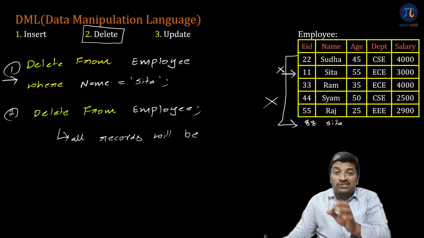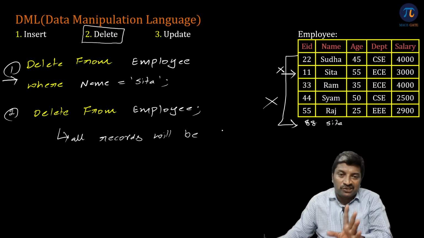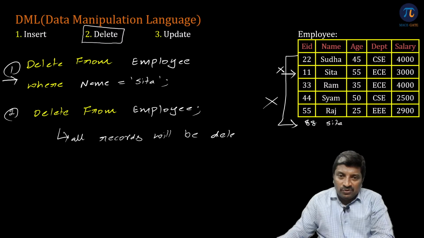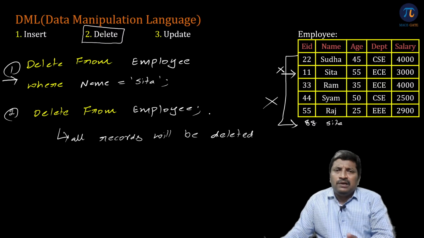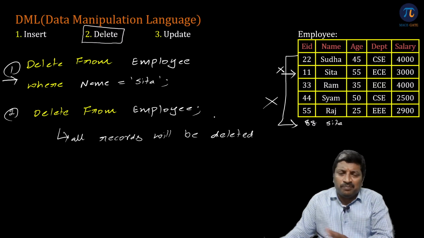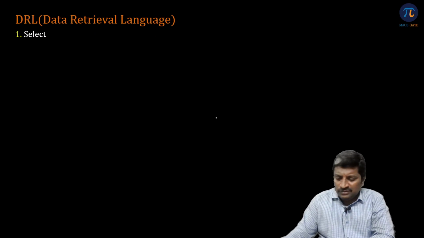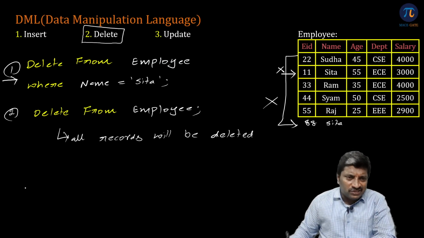But it doesn't touch the structure, sir, because DML doesn't have any connection with the structure. So all the records will be deleted because you not specified on what basis I want to delete the employees. So I deleted all the employees. That's it. Okay. So let us discuss the update also.